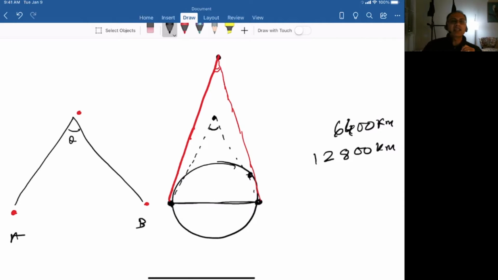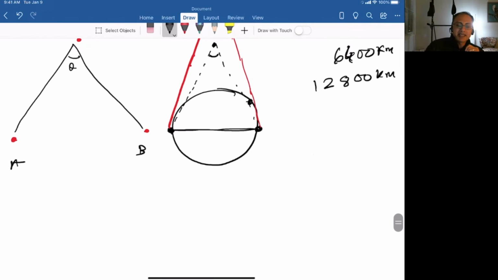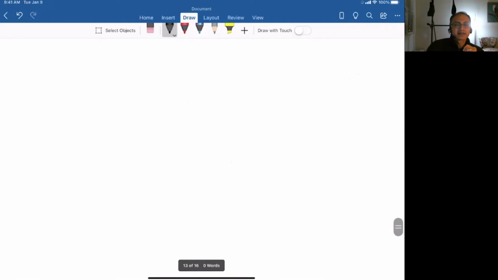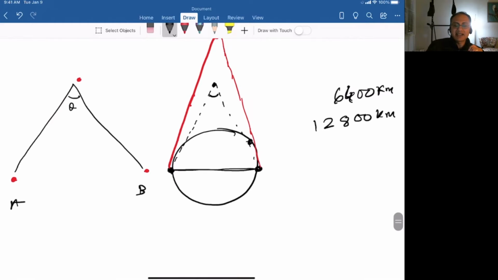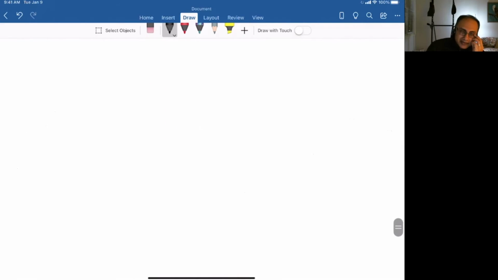However, there is one very clever way of getting around this. Does anybody know how we can get a larger baseline than the diameter of the Earth? How would that be possible? Because we want as large of a baseline as possible, and 12,800 kilometers really is not that much. So we want a much larger baseline. So how can we get a larger baseline than that?